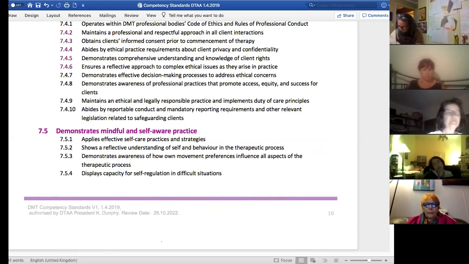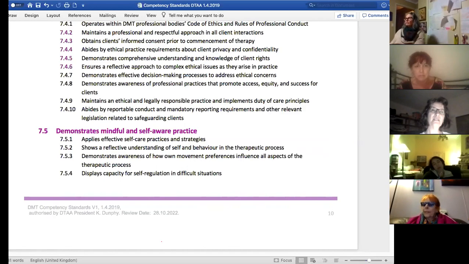So it includes self-care, it includes understanding of movement preferences, it's an understanding of your own self and self-regulation. So those kind of capacities. And yeah, that's all of them. And then I'm just going to go, thank you, Sandra.